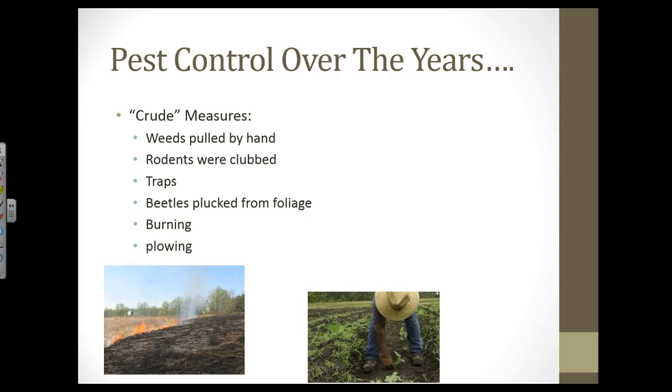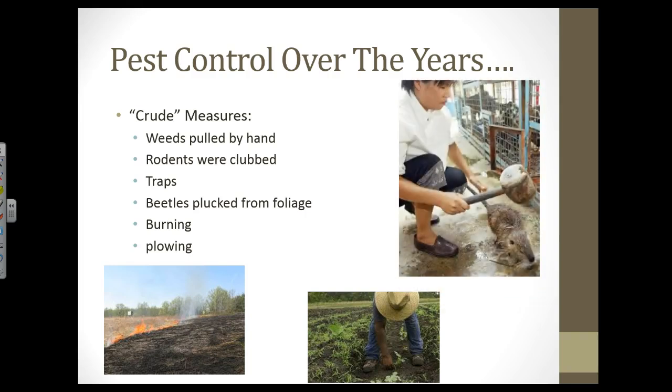Okay. But anyhow, getting back to those measures before chemical controls were available, things like pulling weeds by hand. My goodness, that was happening. Still is. Rodents were being clubbed. There we go. Picture of an awesome job. Traps were used. Just plucking. Folks were just looking through their crops, pulling insects, weeds, all that good stuff by hand. But burning was commonly used. Still is. Still a great method of control.